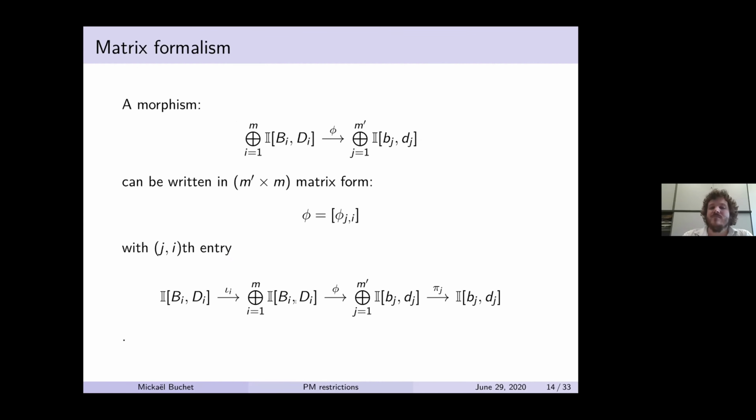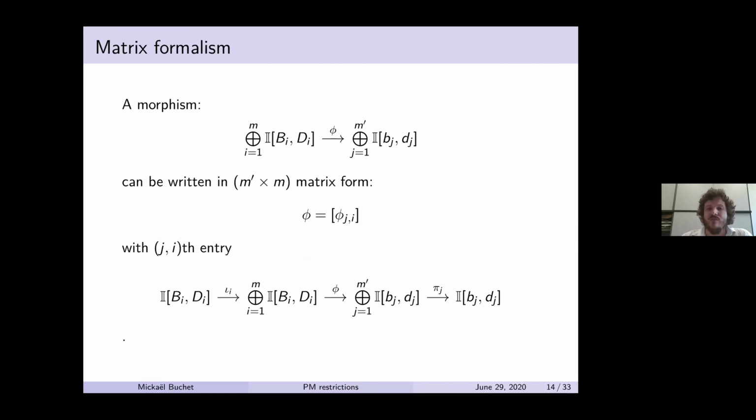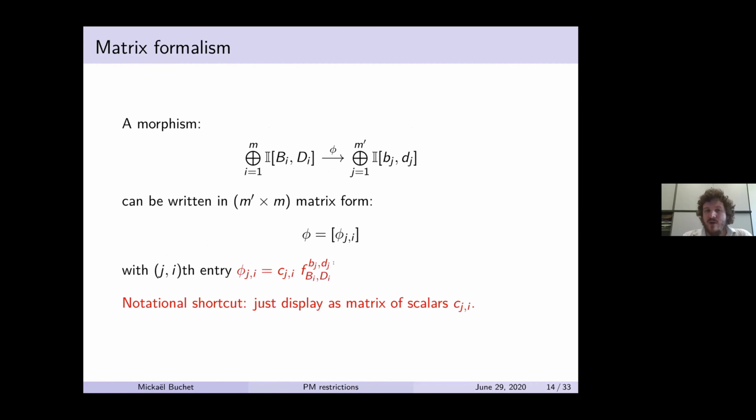a shortcut to say that, well, we take in this direct sum, we look element by element, and we just take a coefficient times the canonical map that maps from this interval to this interval. This canonical map is non-zero only when this condition is satisfied. Otherwise, this is 0. The important thing is this is a shortcut. In all matrices I will write, you should not forget that there is this map. It's here. It's not written, but it's here.